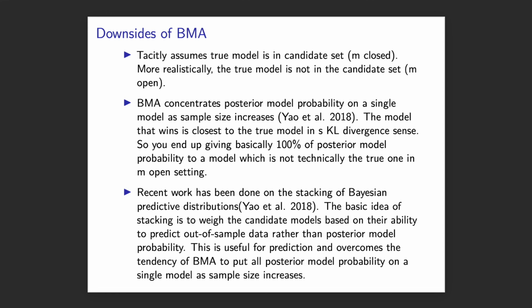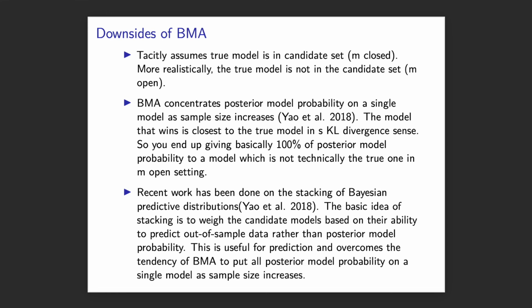More on this paper. There's this idea of stacking from the point estimation literature. The basic idea is, for Bayesian model averaging, I use posterior model probability as the weight to weigh different models. Well, if you instead use some measure of ability to predict out-of-sample data as the weight, that's the big idea behind stacking. Choose model weights based on how well each model predicts new data. That's the broad idea. There's a lot to it, but that's the broad idea.